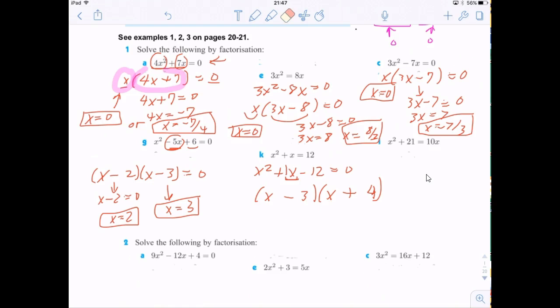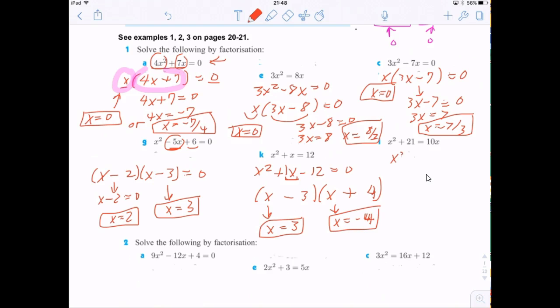Great. Okay, and then I know that the value of x which makes this 0 is x equals 3. The value of x that makes this equal to 0 is x equals negative 4. Okay, and now we can move on to the next one.